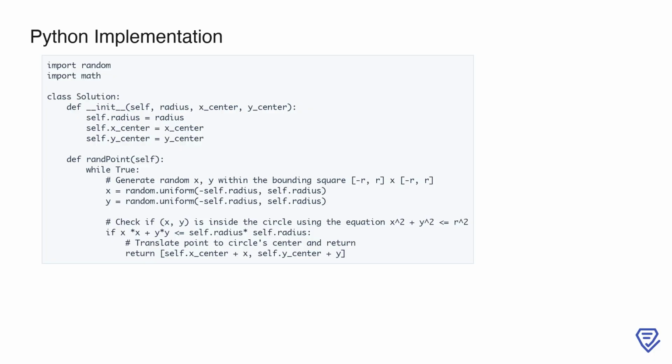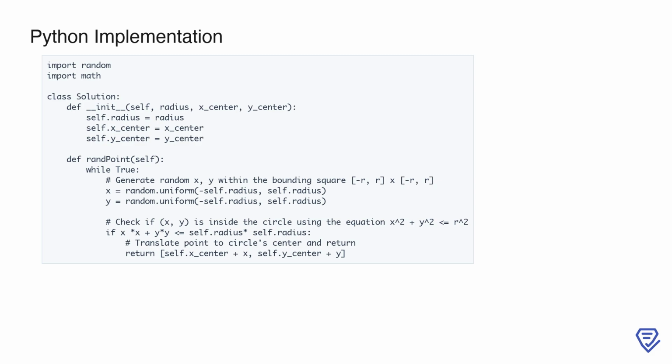The constructor of the class takes three parameters: the radius of the circle and the coordinates of its center. These parameters are then assigned to the respective class variables. Additionally, we initialize the random object here to ensure we have access to random number generation throughout the class.